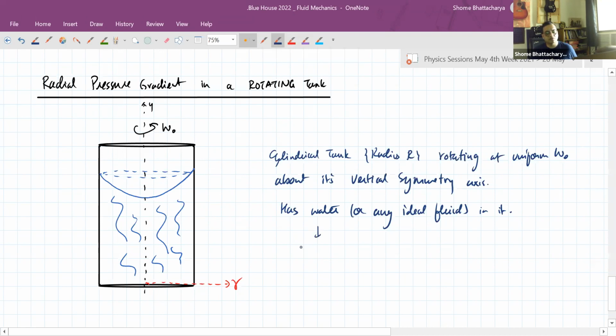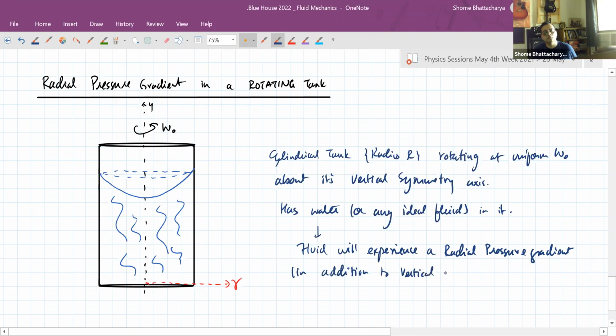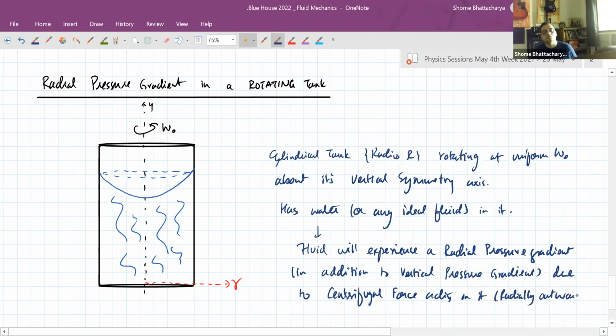So the fluid basically will experience a radial pressure gradient, of course, in addition to the vertical pressure gradient, due to centrifugal force. In addition to the gravity that is acting along the negative y-axis, there is centrifugal force acting radially outwards. So that creates radial pressure gradient.